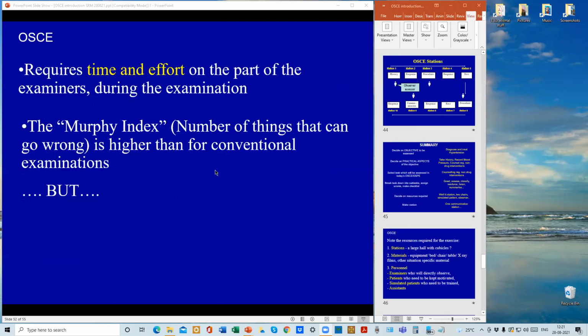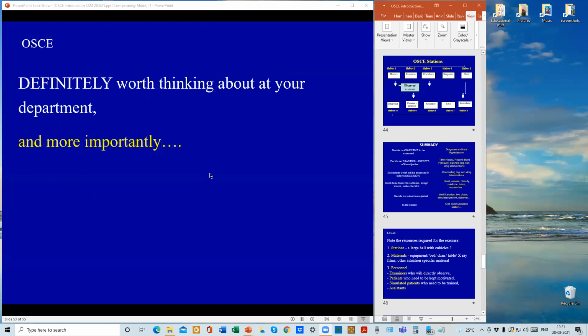And what I call the Murphy index, the number of things that can go wrong, is high. The simulated patient did not show up. The patient who was supposed to come from the medical ward suddenly had to go for an urgent X-ray. The material that we relied upon is not available. So many things that can go wrong may actually go wrong. But it's definitely worth thinking about in your department as something that you can also do for your students.